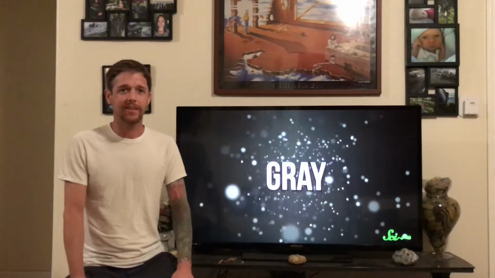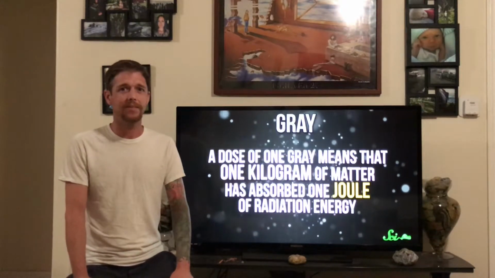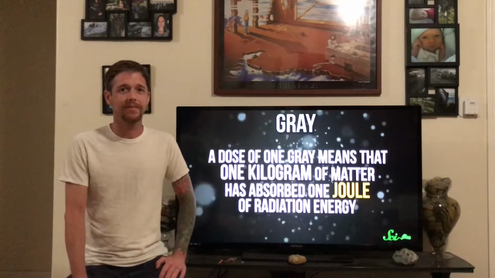Exactly how much radiation your body is absorbing. This is called the absorbed dose. The standard unit for the absorbed radiation dose is the gray. A dose of 1 gray means that 1 kilogram of matter has absorbed 1 joule of radiation energy.